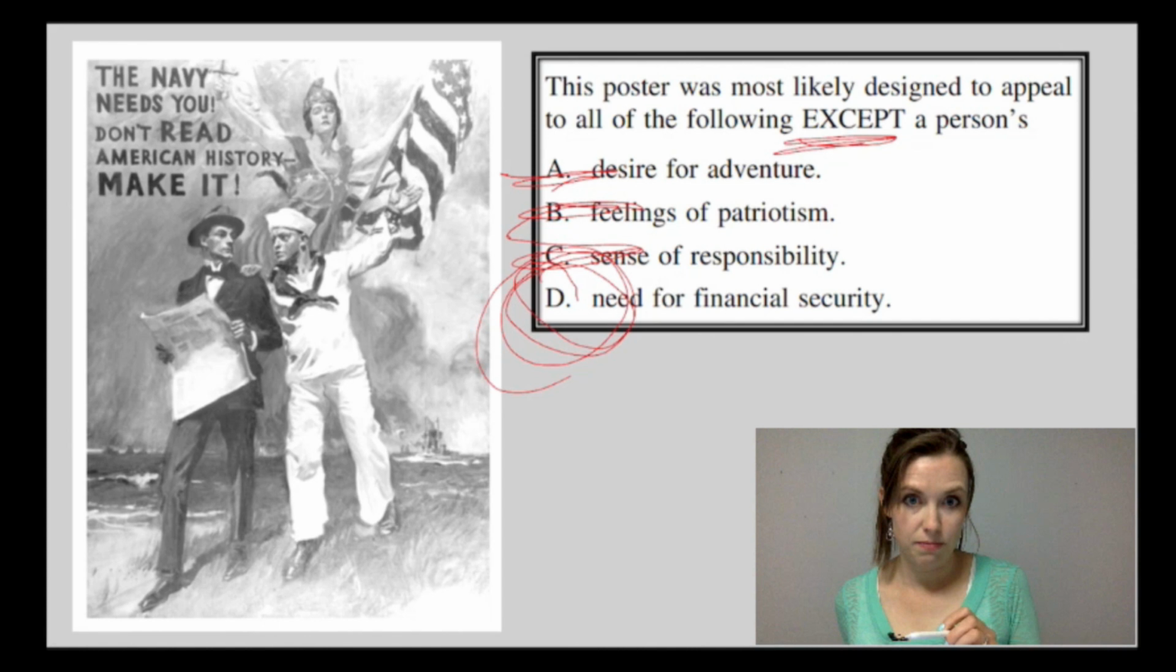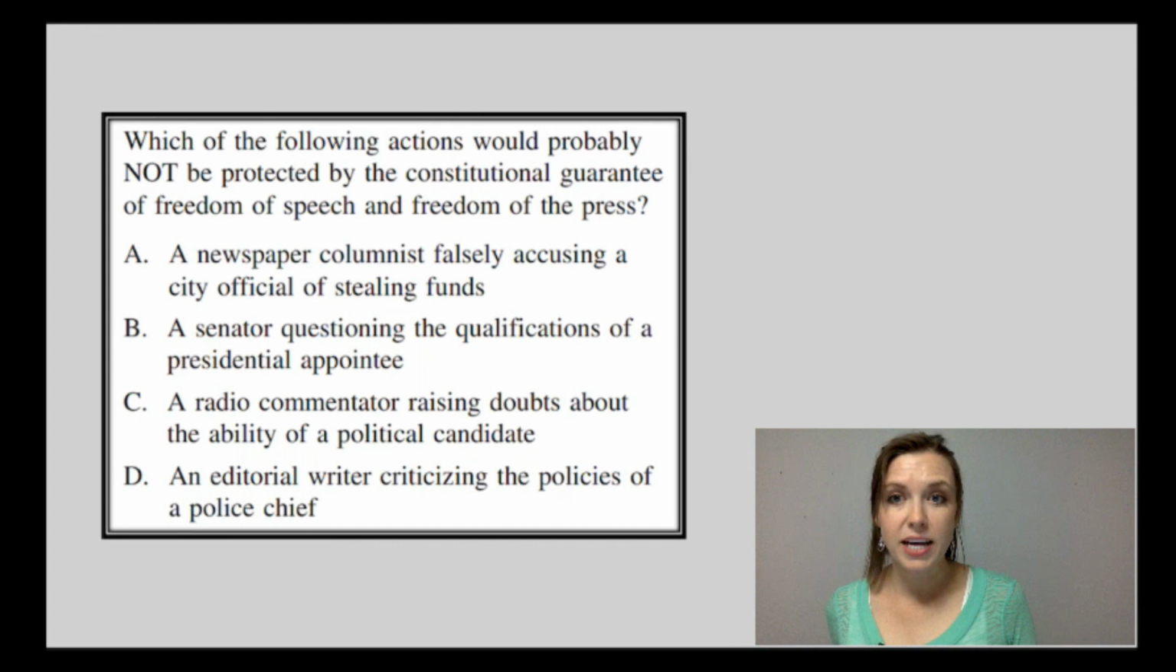Which of the following actions would probably not be protected by the constitutional guarantee of freedom of speech and freedom of the press? Okay, so a newspaper columnist falsely accusing a city official of stealing funds. Well, that would be called lying, and that's not exactly freedom of speech or freedom of press, right? So it wouldn't necessarily be protected by that, but let's just keep reading. A senator questioning the qualifications of a presidential appointee. Yeah, you can do that. You have the freedom of press, you can question, right? Or speech. A radio commentator raising doubts about the ability of a political candidate.